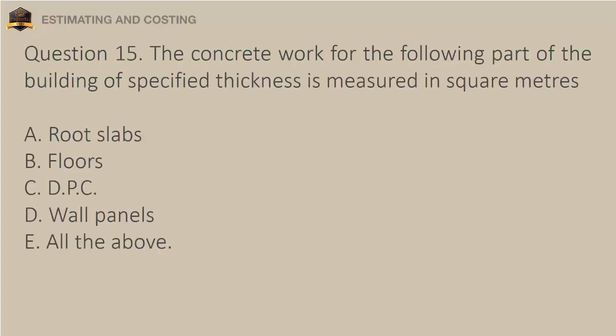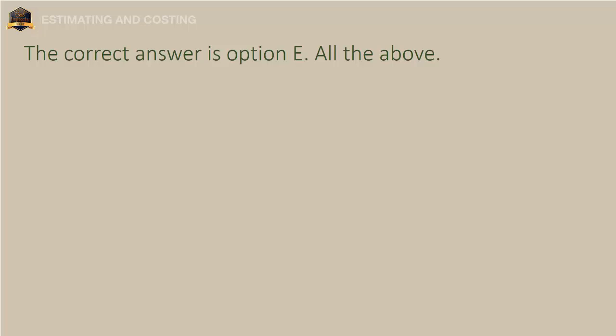Question 15. The concrete work for the following part of the building of specified thickness is measured in square meters. A. Roof slabs. B. Floors. C. DPC. D. Wall panels. E. All the above. The correct answer is option E. All of these.